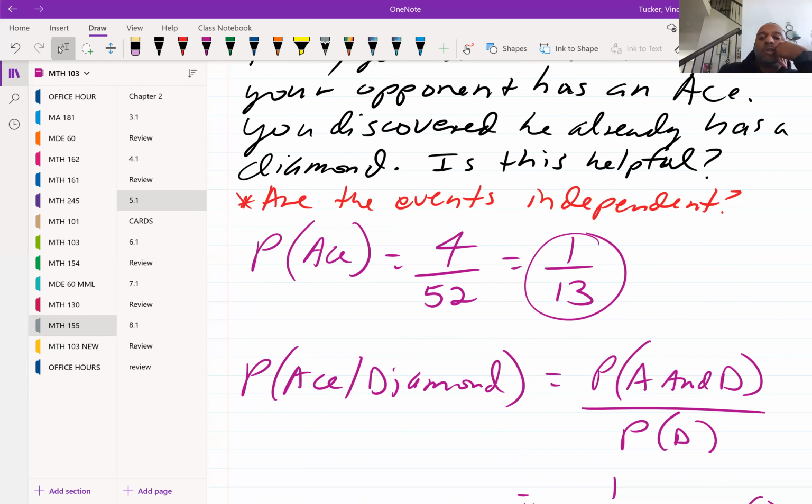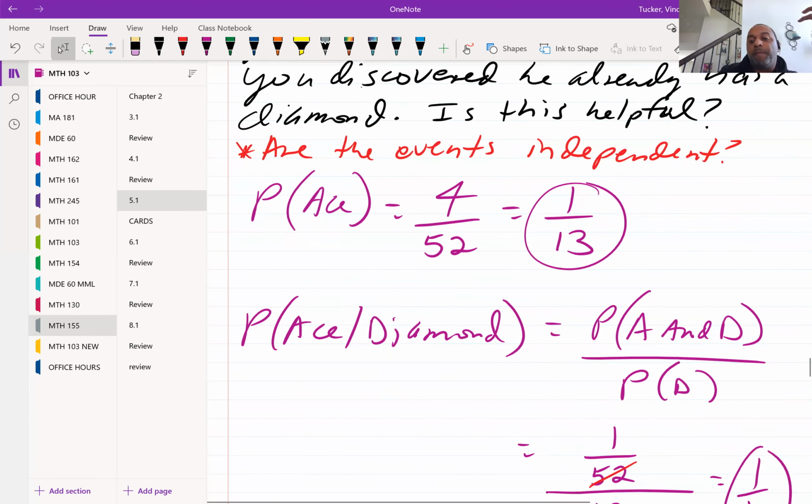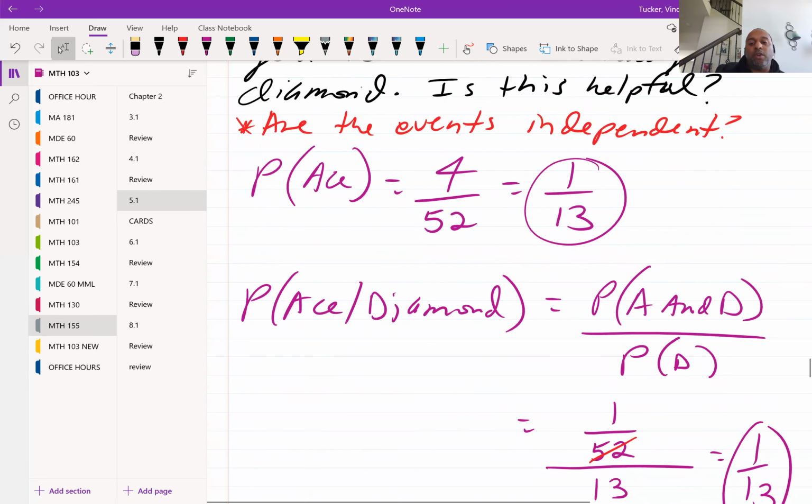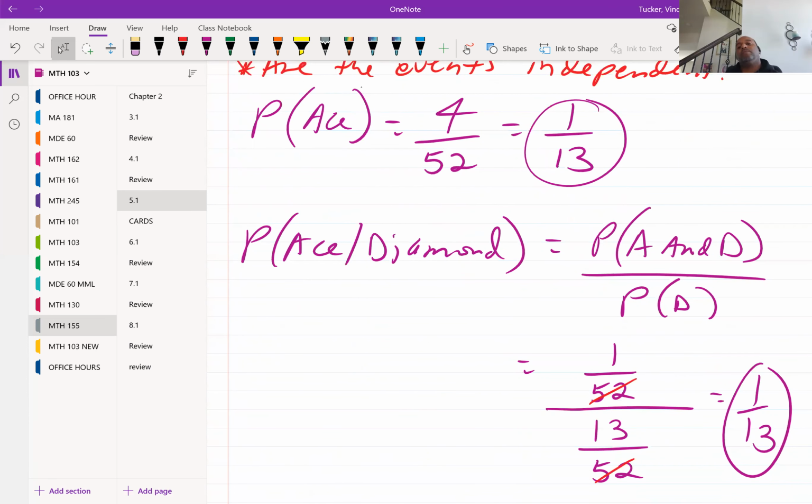All right. So the probability of having an ace and a diamond, it's only 1 out of 52. It's only 1 ace of diamonds. And then you place that over the probability of all diamonds in the deck. That's 13 over 52. Those 52s cancel, leaving us with just that 1 over 13.